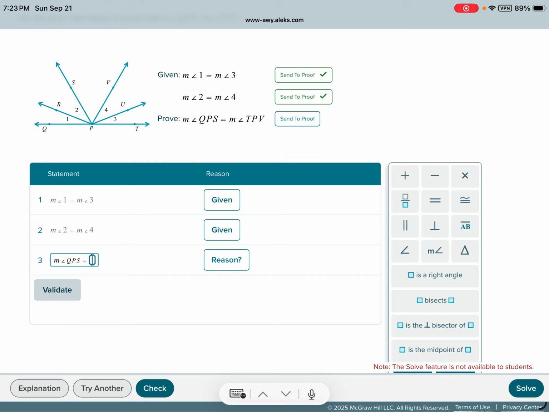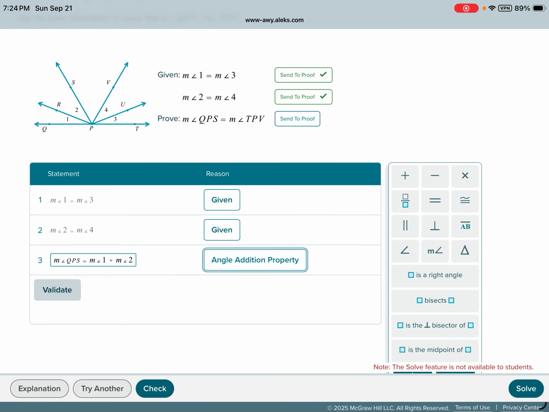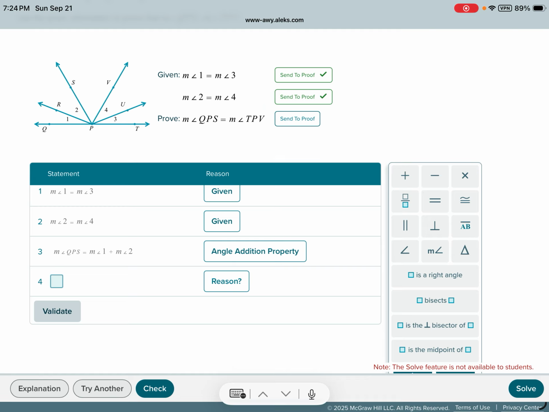That's the question. Well, it is equal to the measure of angle 1 plus the measure of angle 2. There we go. That's a true statement, right? And that reason would be angle addition property. I'm going to hit my validate. As long as I can hit validate, I've done a true statement. If I can't do validate, I've not done a true statement.